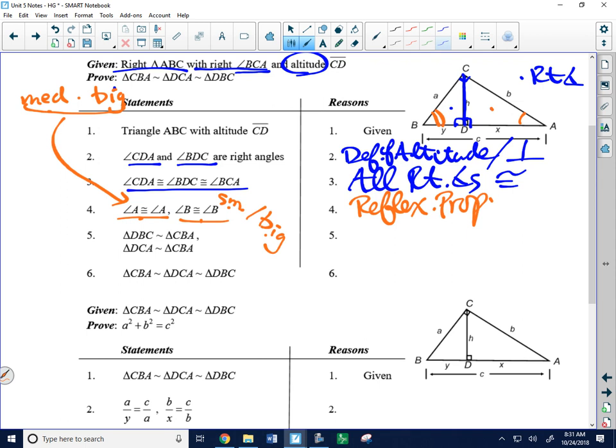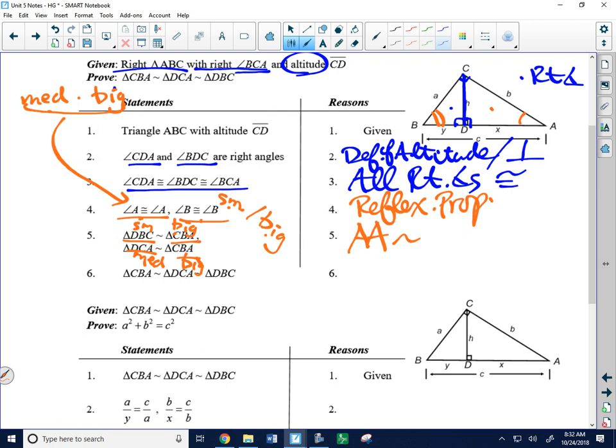Therefore, I've named them: DBC is the small, CBA is the big triangle. They have two angles congruent, so they're similar. And of course, that is angle-angle similarity. And the same thing for the medium and the big triangle. DCA is medium and CBA is still the big triangle. So I've shown the small triangle and big triangle are similar, and the medium and the big triangle are similar, by angle-angle.